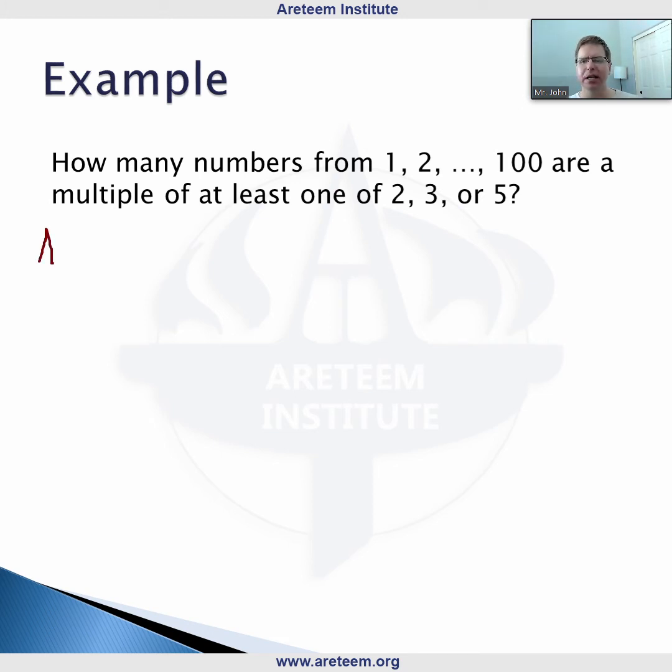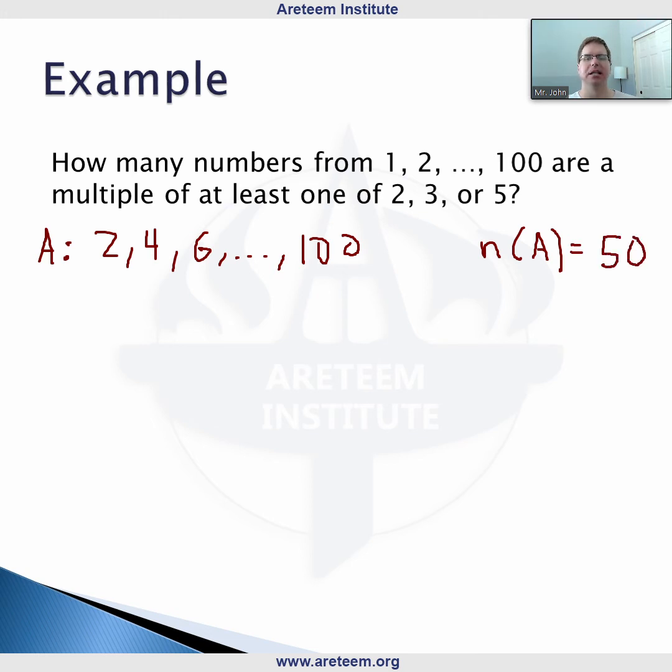If we start thinking about these in terms of sets, maybe A is all of the multiples of 2. It should be pretty easy to list out all the multiples of 2. We just have all of the even numbers: 2, 4, 6, 8, 10, and so on, all the way up to 100. And then how many of these are there? We can turn this into the size of A. It's every 2nd number, so there are 50 of these in total. A has size 50.